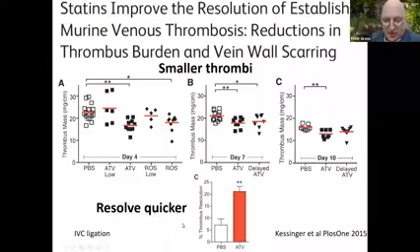And then sort of excitingly, they also showed that after the thrombus forms, it sort of resolves over time. And they came up with a measure called percent thrombus resolution. So what it is at day, say 2 weeks later, what size it is compared to its peak size. And they showed that in the statin-treated mice, their thrombi resolved quicker. So this is interesting.